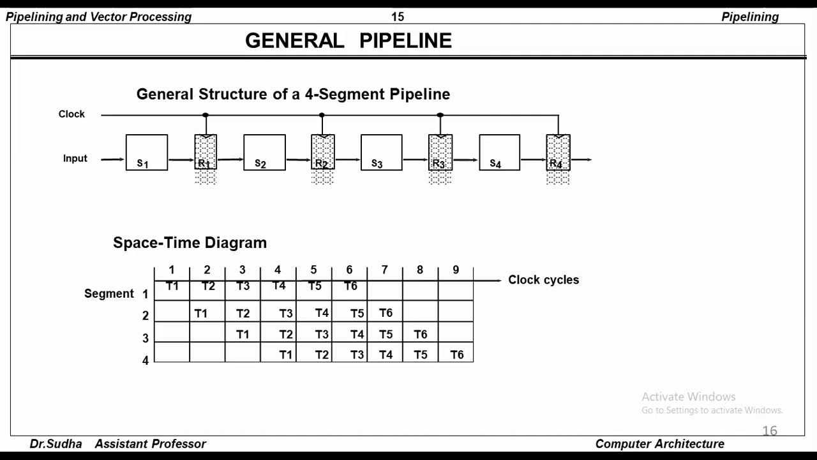Then, using a k-segment pipeline with clock time tp, a task is executed. The first task T1 requires the time to complete the task through k segments. The remaining n-1 tasks emerge from the pipe at the rate of 1 task per cycle. They will be completed after the time n-1. The total time required is k plus n-1 clock cycles. Calculate the total cycles in this process.